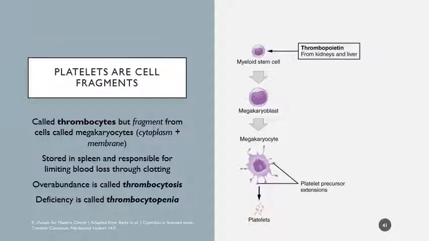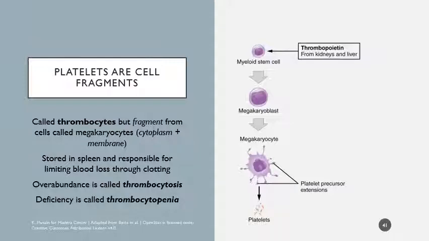Remember that we talked about the chemical signaler, that growth factor thrombopoietin, which is secreted by the kidneys and the liver, that acts on those myeloid stem cells, which then differentiate further, eventually becoming megakaryocytes and then breaking apart into platelets. So they're basically fragments of the cytoplasm in the membrane that are involved in clotting.